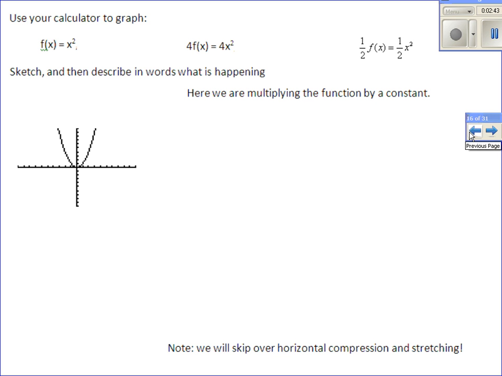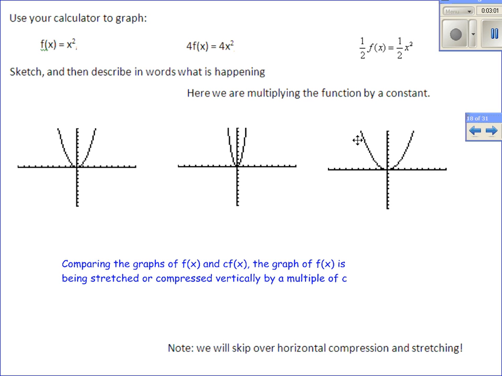Okay, now we're going to look at some stretching. So we're back to our basic parabola, f(x) = x squared. And I'm going to look at 4 times the function. So here we're multiplying by a constant. And I get this long, skinny parabola. And then I'm going to compare this to 1/2 f(x), 1/2 x squared. And I get this shorter, wider function.